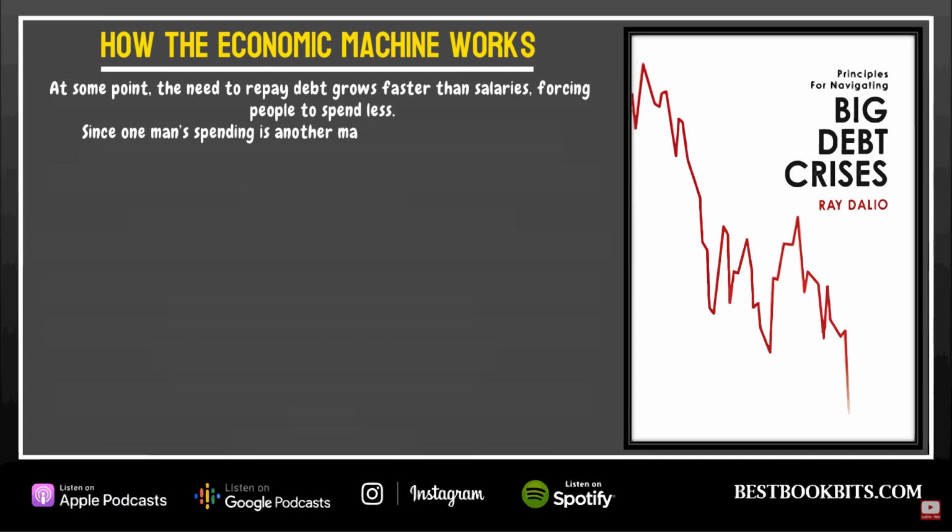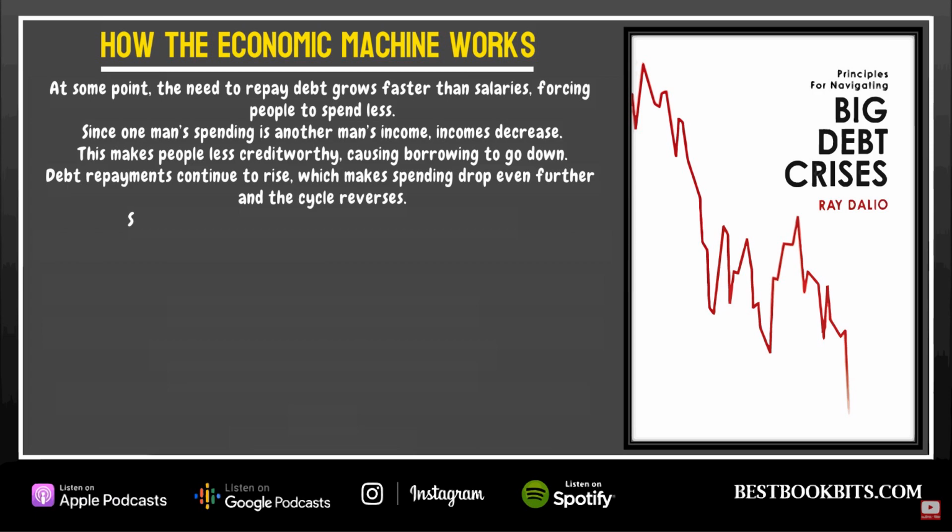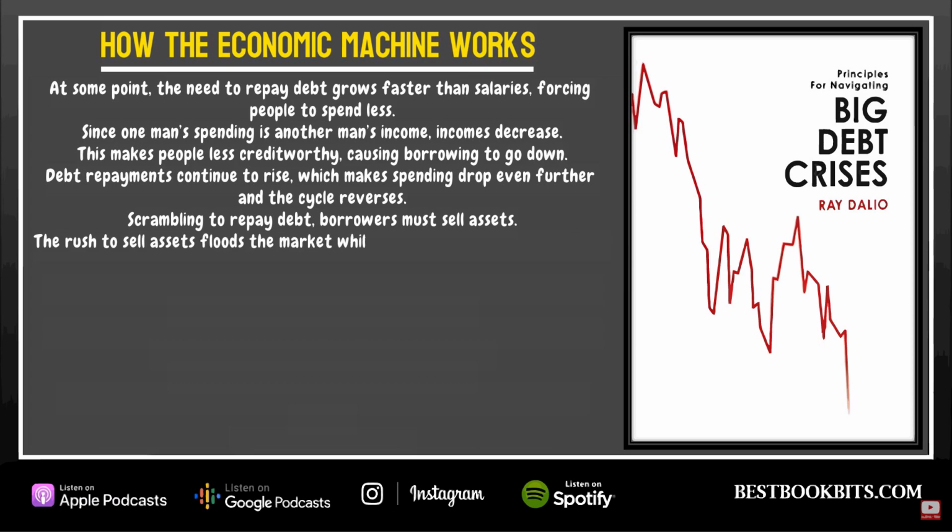Since one man's spending is another man's income, incomes decrease. This makes people less creditworthy, causing borrowing to go down. Debt repayments continue to rise, which makes spending drop even further, and the cycle reverses. Scrambling to repay debt, borrowers must sell assets. The rush to sell assets floods the market, while at the same time, spending falls.